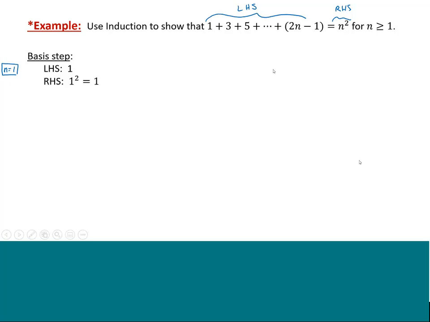So don't overthink it. Your hypothesis step is exactly what you have written up here, except what changes? The n changes to a k, and that is literally it. So to put the little tag line at the beginning, this is when n equals k.